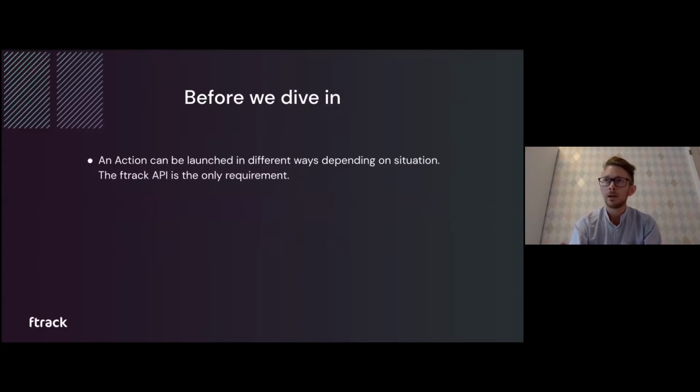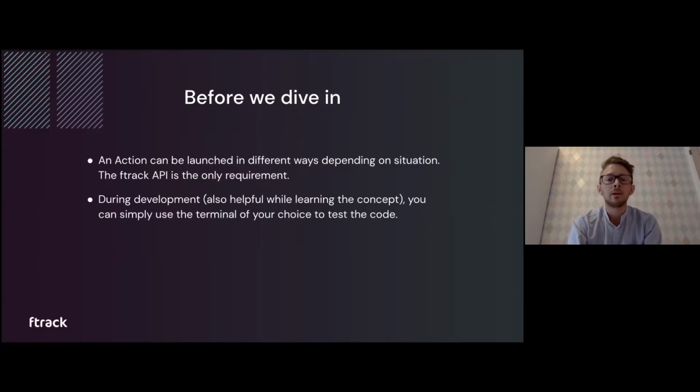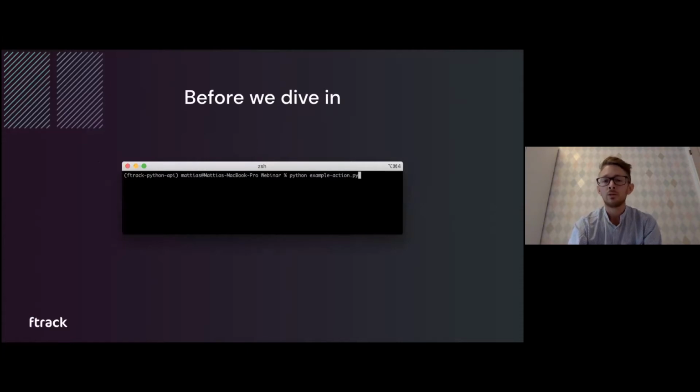During development, I would recommend just using the terminal of your choice. I will show you that in a bit, just to test the code, because that's the most straightforward way of seeing any errors or anything else that doesn't work with your action. It will just show up in the terminal, and this can easily be hidden if you're doing it from the Connect application, for example. So it can look basically something like this.